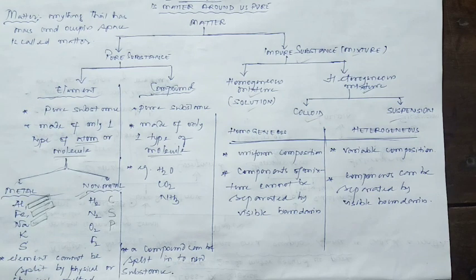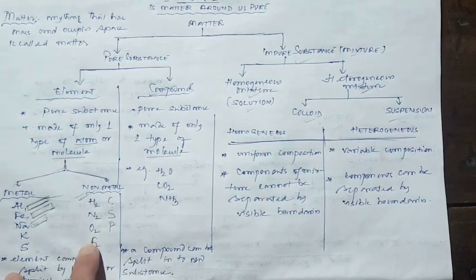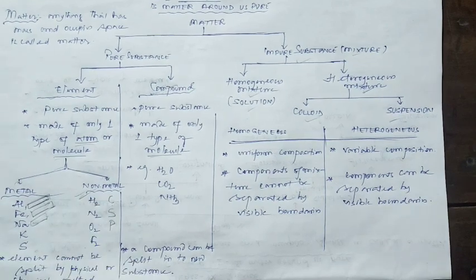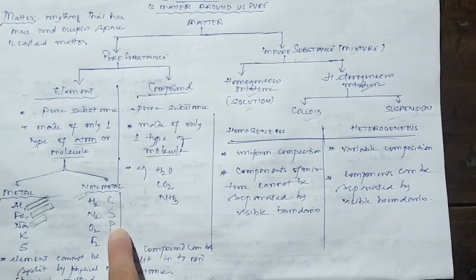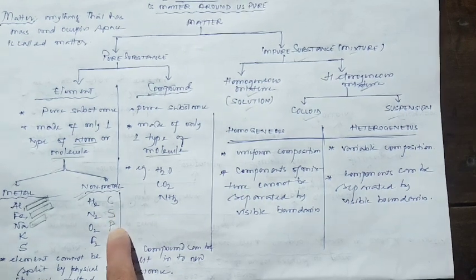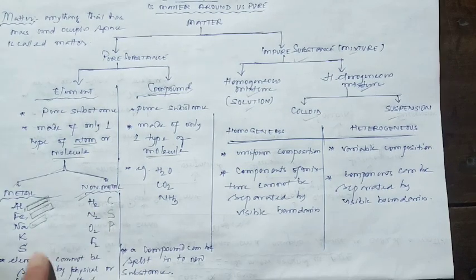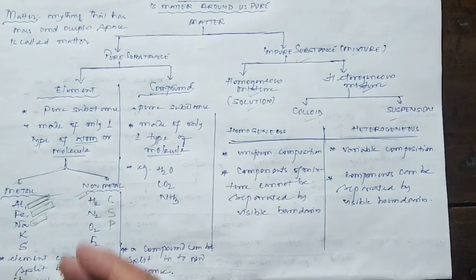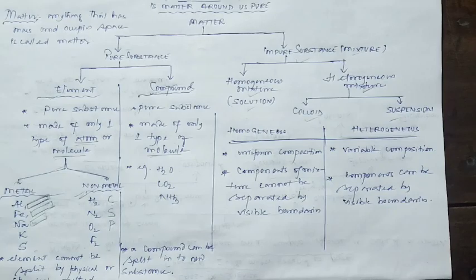I'll distinguish between these atoms and molecules in due course of time, students. For the time being, you just remember non-metals exist in all the three states: solid, liquid, and gases. Solid non-metals like carbon, sulfur, and phosphorus are made up of atoms. But gaseous non-metals like hydrogen, nitrogen, oxygen, fluorine, these all are made up of molecules, the smallest particle of a matter.